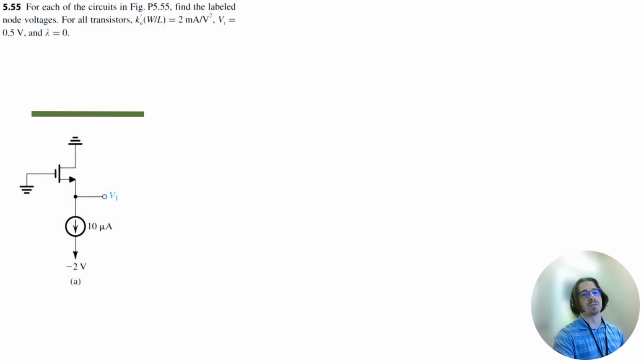Let's solve problem 5.55 from Microelectronic Circuits, 8th edition, by Sedra and Smith. For each circuit shown, find the labeled node voltages. For all transistors, Kn prime times W divided by L is 2 milliamps per volt squared, the threshold voltage is 0.5 volts, and the channel length modulation is 0.